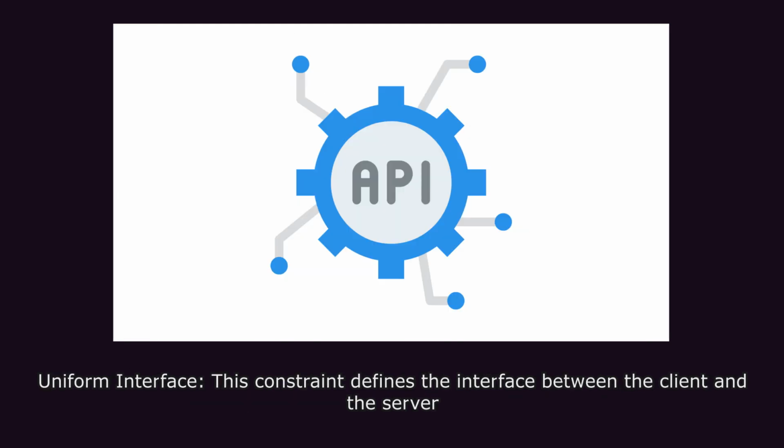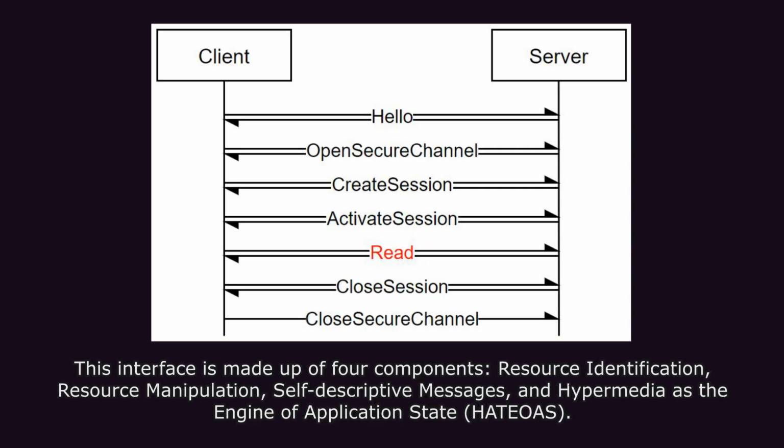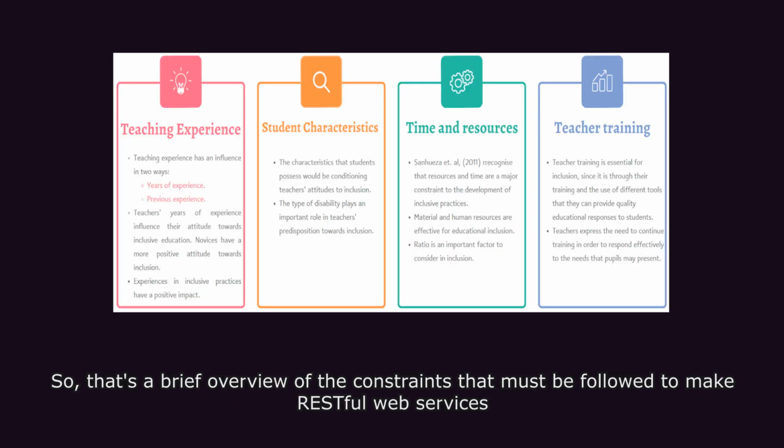Uniform interface. This constraint defines the interface between the client and the server. This interface is made up of 4 components: resource identification, resource manipulation, self-descriptive messages, and hypermedia as the engine of application state, HATEOAS. So that's a brief overview of the constraints that must be followed to make RESTful web services.